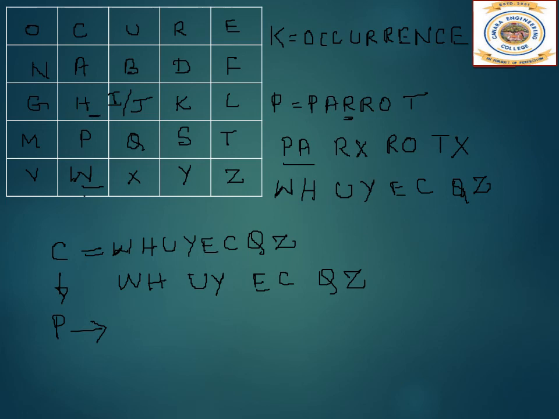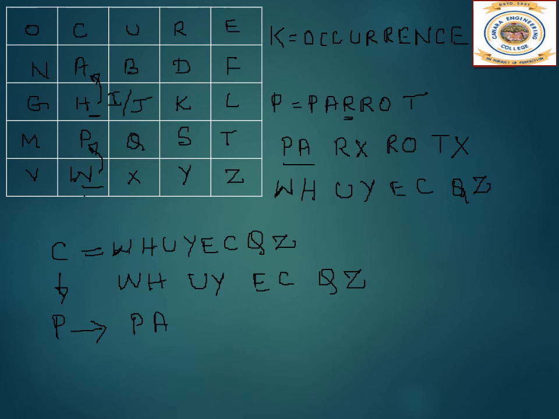Now this is the reverse process. When we did the encryption, we took the next letter. Now we have to go the reverse way. For W I have to go to the previous letter, P, and for H I have to go in reverse order. So W is P and H is A.